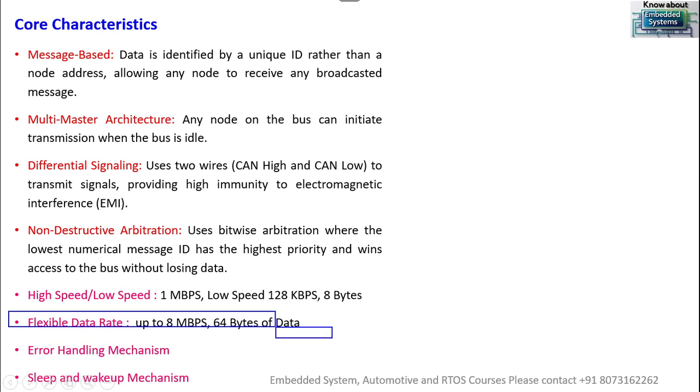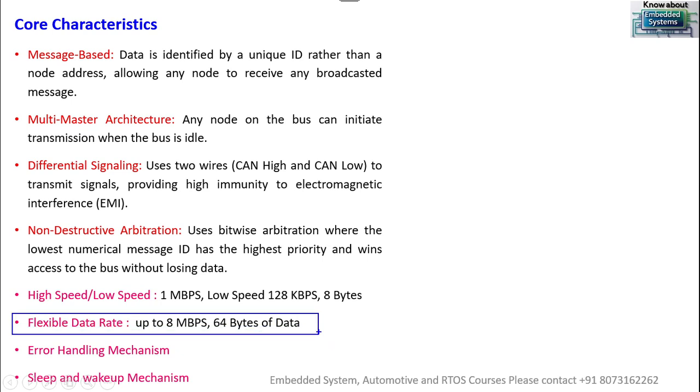Now the next point is CAN FD. We have something called flexible data rate, and using this flexible data rate we can transmit up to 64 bytes of data at 8 Mbps speed. This is a very big advantage of the CAN protocol. So you can see here 8 Mbps speed and up to 64 bytes of data transmission. Right, this is also one of the important features you should know. The next one is the error handling mechanism.